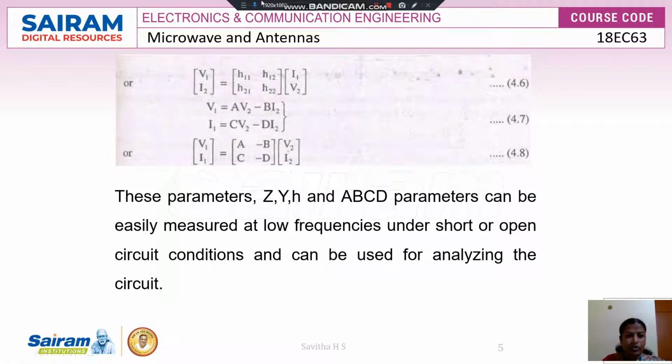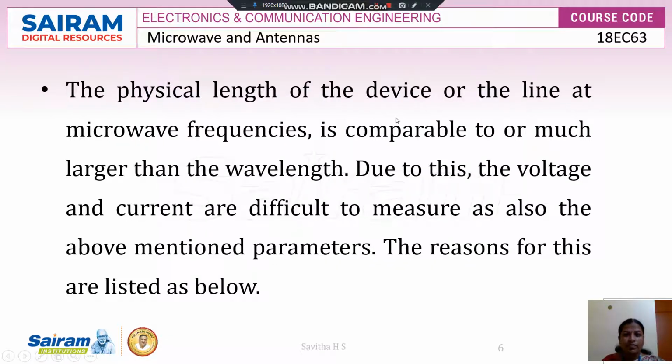These parameters are used only for measuring at low frequencies. Since in this module we are studying microwave frequencies, which are high frequencies, here we are going to study one more parameter, that is the scattering parameter or S parameters. The physical length of the device or line at microwave frequencies is comparable to or much larger than the wavelength. Due to this, the voltage and current are difficult to measure, and so are the above mentioned parameters.